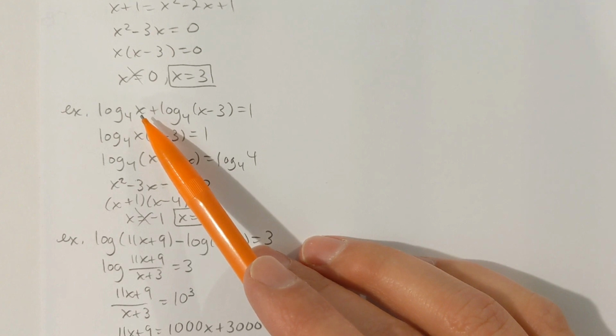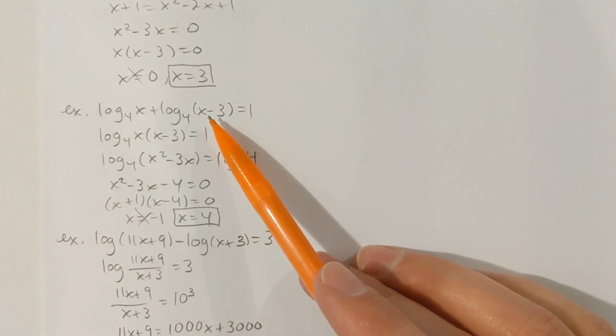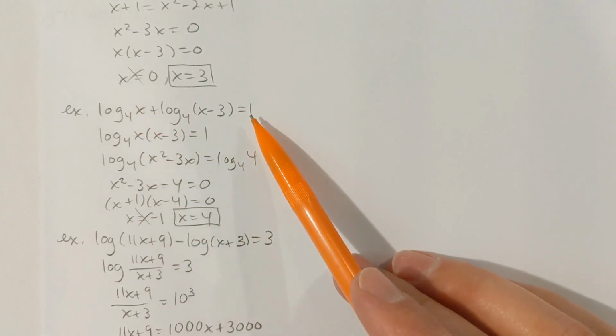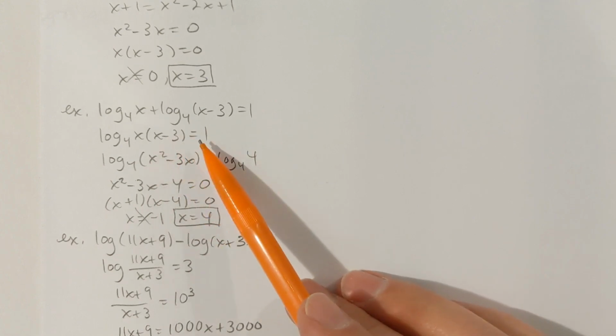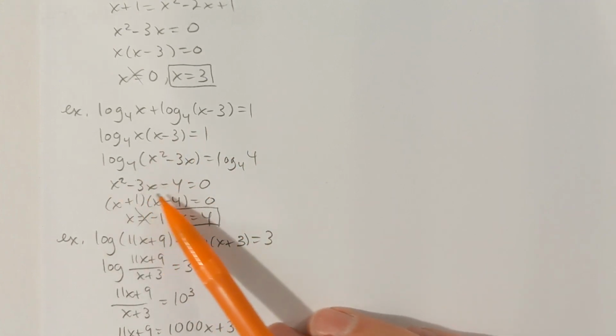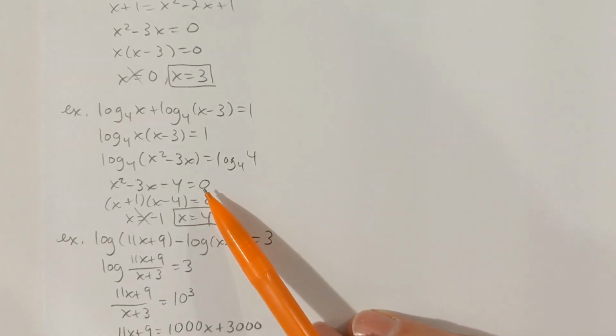If you plug that into the original, log base 4 of 4 is 1. Log base 4 of 1 is 0. 1 plus 0 is 1. That's true. Now, at this point, I had mentioned that you could have used the definition of a logarithm also. You would have still gotten to the same point here in the calculation if that definition was applied correctly there.